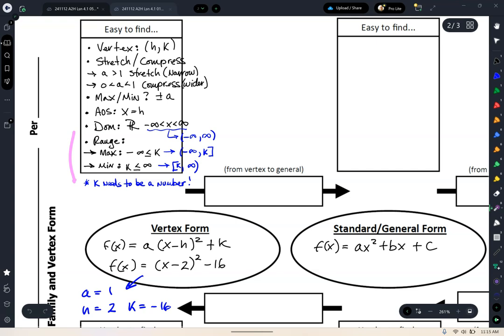And then for our maximum and our minimum, when we're talking about our range, if we have a maximum, our negative infinity, the downside, is going to come up to whatever that k value is, that point where it reflected over, okay? And then the same thing with our minimum, then it's going to be positive infinity. Now, one of the things I noticed a lot of mistakes on when it came to doing domain and range on the last test was you didn't put the lowest value first.